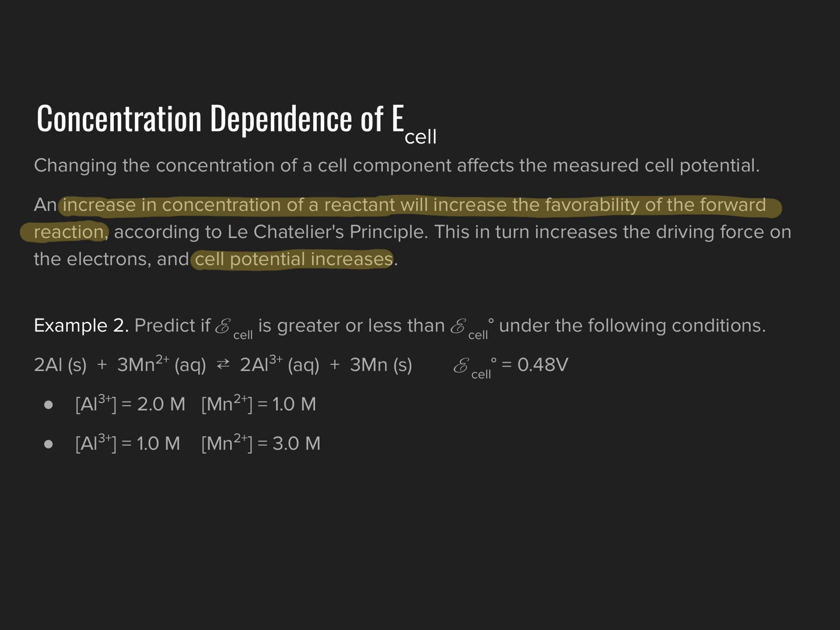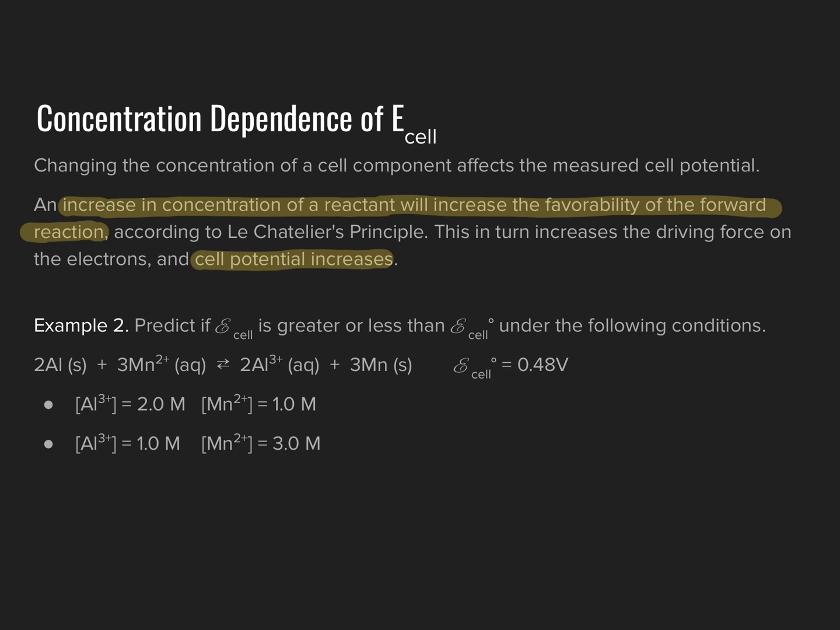Conversely, if you see an increase in the concentration of a product, that would increase the favorability of the reverse reaction, and therefore we'd expect to see a less favorable forward process resulting in a weaker driving force, a decrease in the cell potential. So let's go ahead now and apply this line of logical thinking to an example problem.